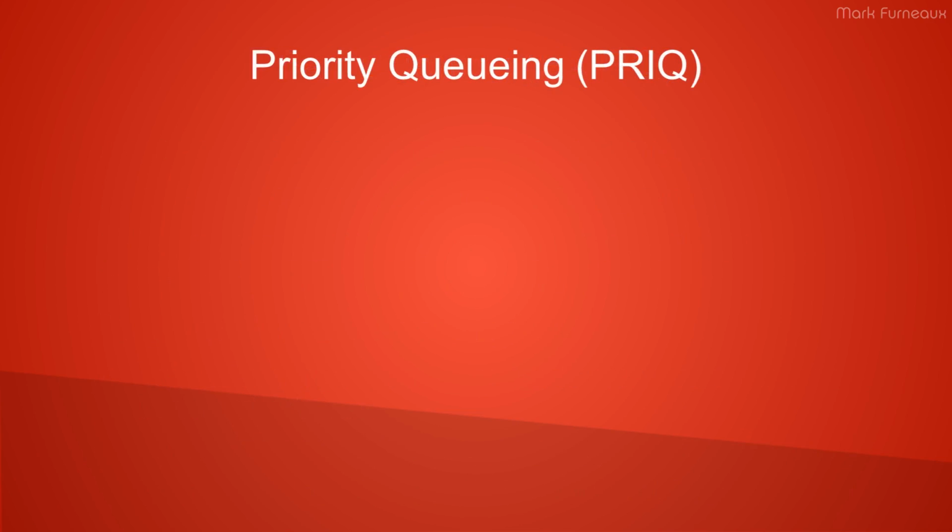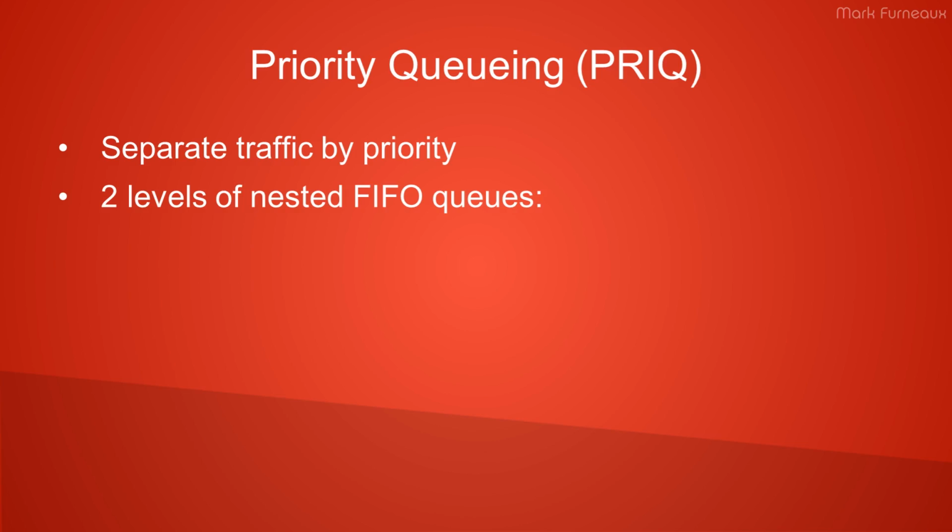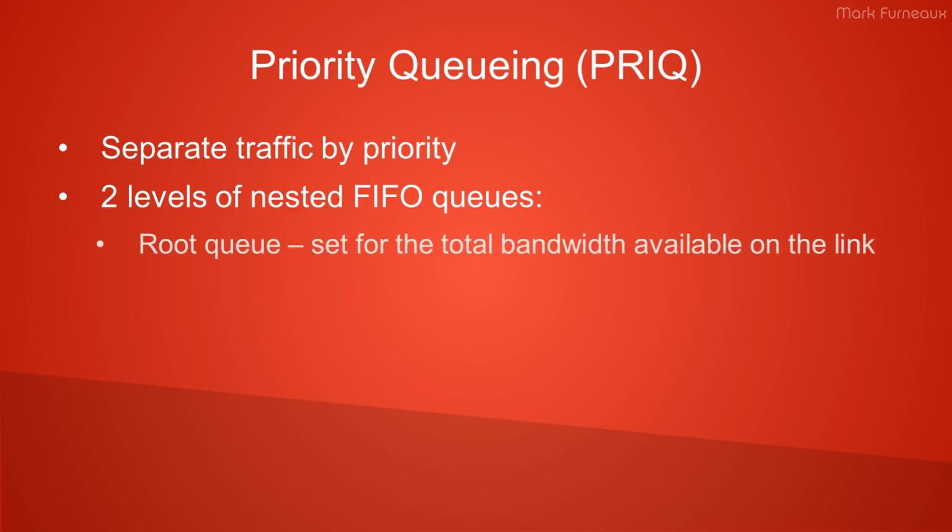So the next scheduler is known as priority queuing, and as the name implies, it attempts to separate traffic based on priority. And so the architecture is as follows. We have two levels of nested FIFO queues, and there can be no more than two levels, so it's basically a flat architecture. The first level is always known as the root queue, and this queue is set for the total bandwidth that's available on the link. And when I say set, I mean the system administrator, aka you, tell the system what the total bandwidth available on the link is, and that root queue is sized accordingly.